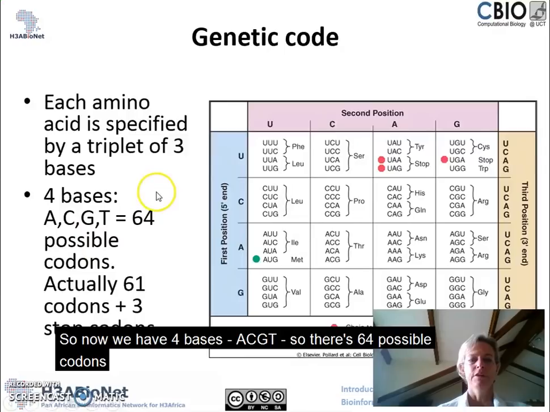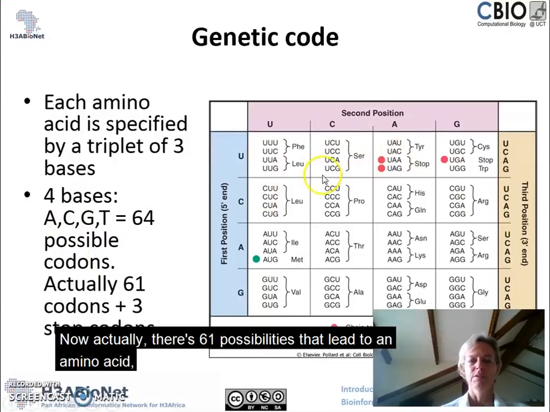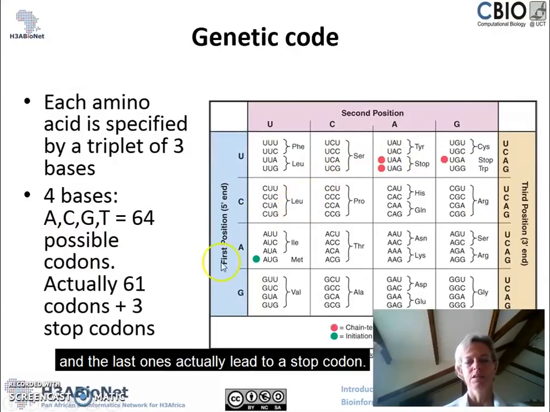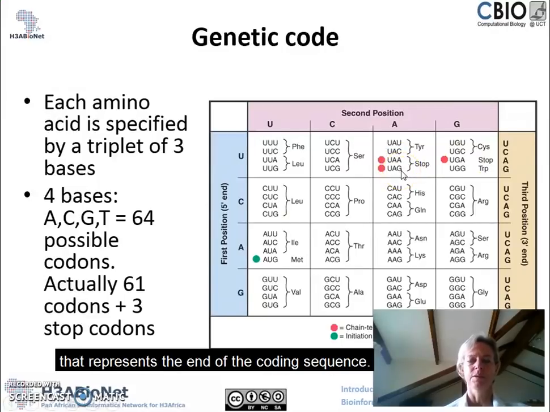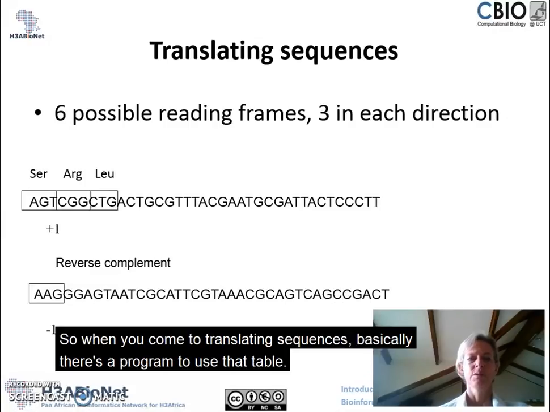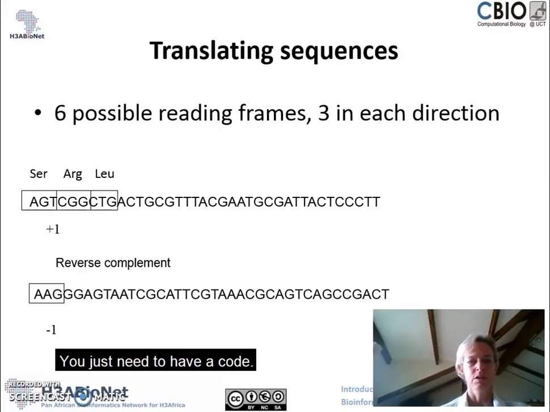So now we have 4 bases, A, C, G, and T, so there's 64 possible codons. Now actually, there's 61 possible codons that lead to an amino acid, and the last ones lead to a stop codon. So these are stop codons here. If you find these in the sequence, that represents the end of the coding sequence. And then AUG, which would be ATG, is the start codon. So when you come to translating sequences, basically these programs use that table, the genetic code.